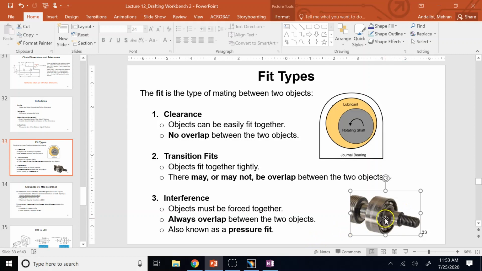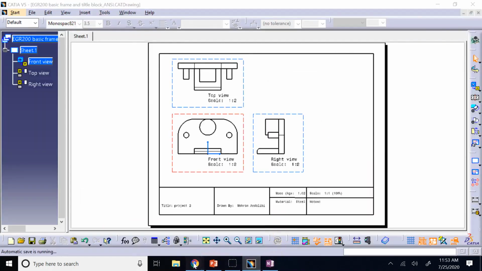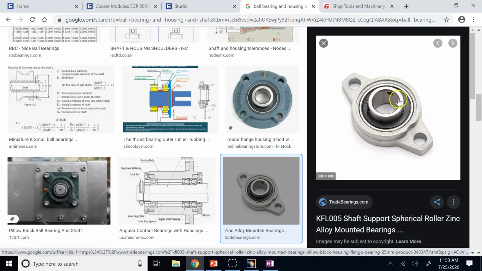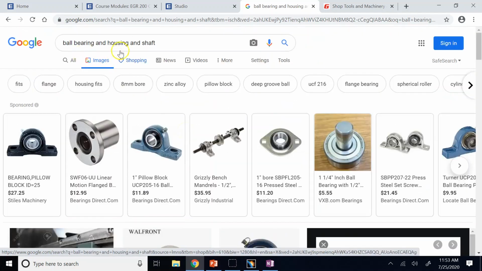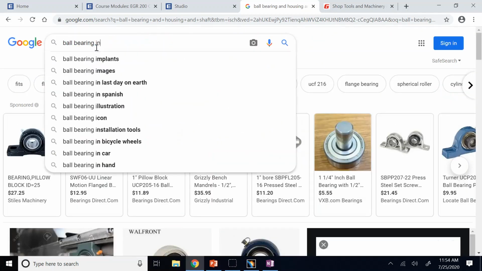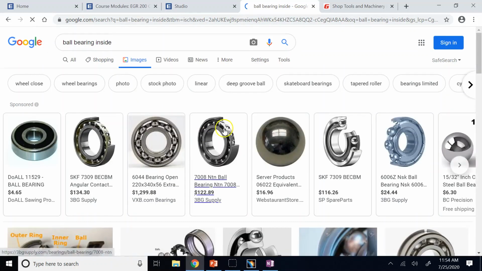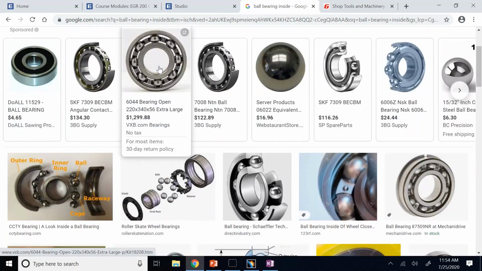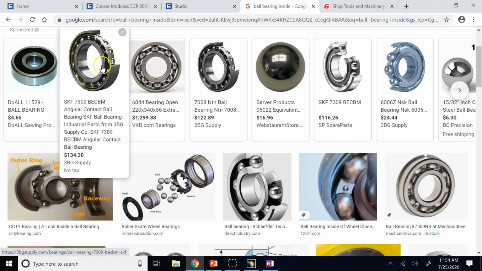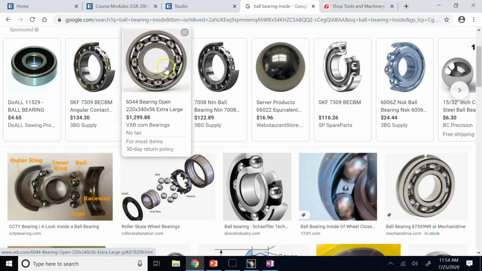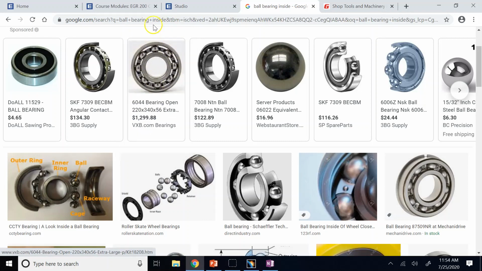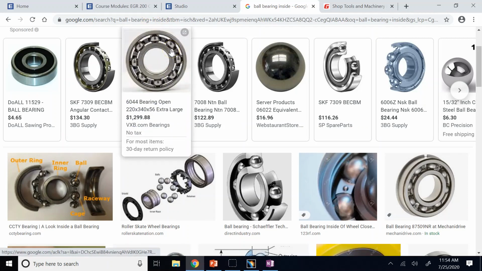So that friction between the two elements allows them to what? To rotate together. So when the shaft rotates, the inner ring rotates. But inner ring rotates on what? On these balls, right? So ball bearing inside, right? So as you can see, the inner ring rotates on these moving elements, the balls, and the balls themselves, they roll inside what? The outer ring.